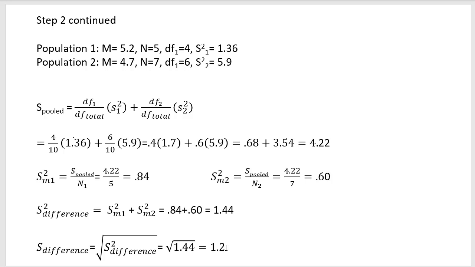Okay, so we took the variance of each standard deviation, added it together, and that gives us the estimated population standard deviation of the differences between the distribution of means. Whew, that's a mouthful.